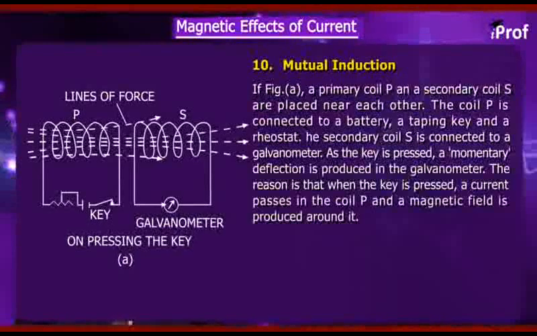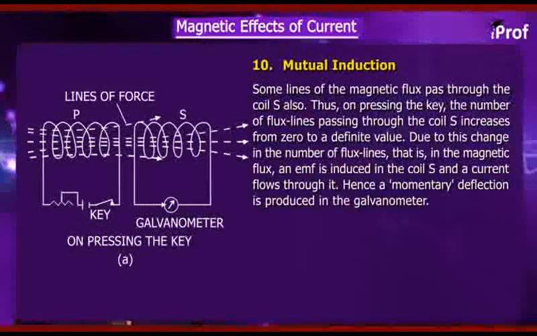In figure A, primary coil P and a secondary coil S are placed near each other. The coil P is connected to a battery, a tapping key and a rheostat. The secondary coil S is connected to a galvanometer. As the key is pressed, a momentary deflection is produced in the galvanometer. The reason is that when the key is pressed, a current passes in the coil P and a magnetic field is produced around it. Some lines of the magnetic flux pass through the coil S also.